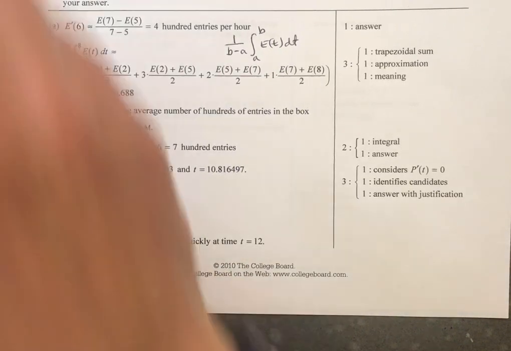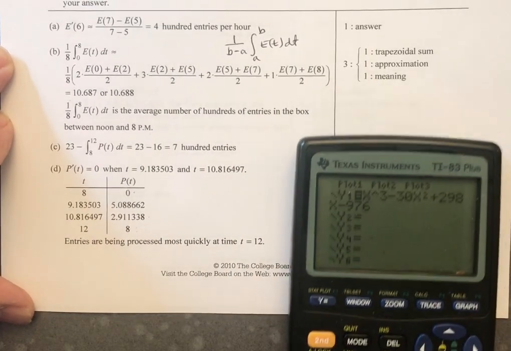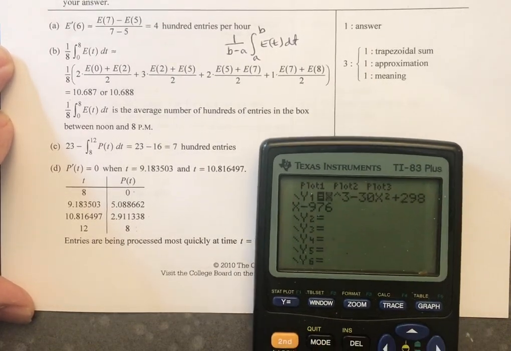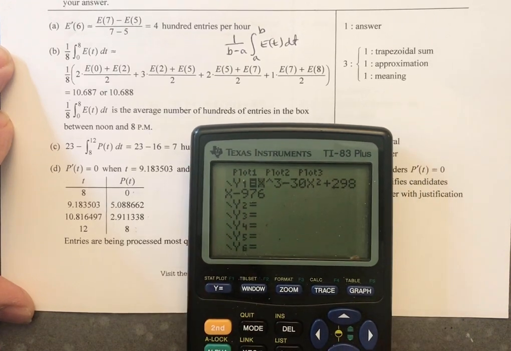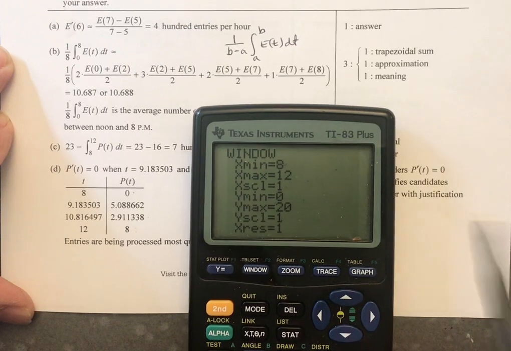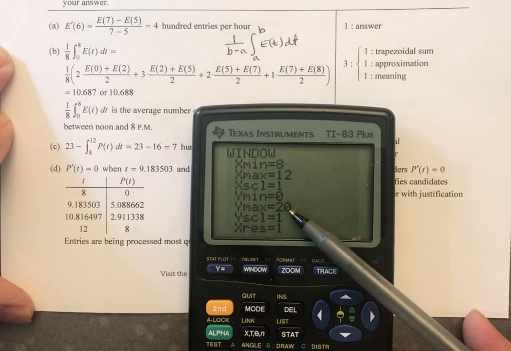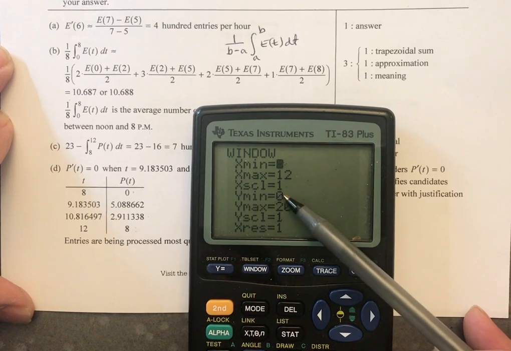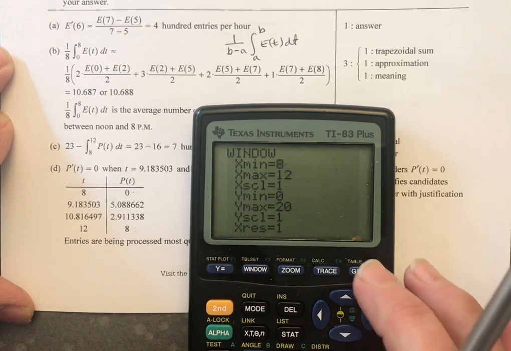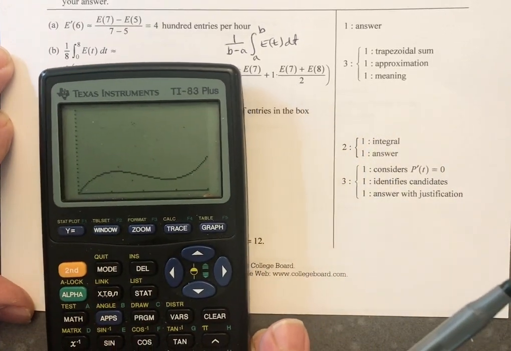Now, I did this a little bit differently. I put the function in as y1, and then I changed my window, and I went from 8 to 12, and from 0 to 20. And if I graph it, you can see this nice graph here.